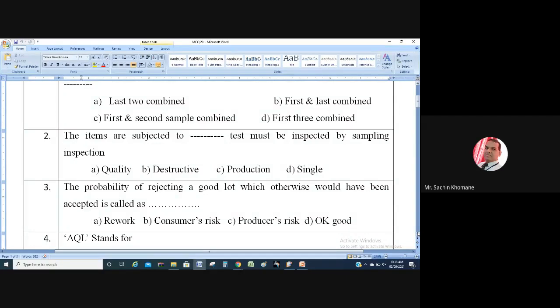So I was talking about you are a producer. You have sent a good lot, but there is a probability that the person who is purchasing your component has taken only the defective product.